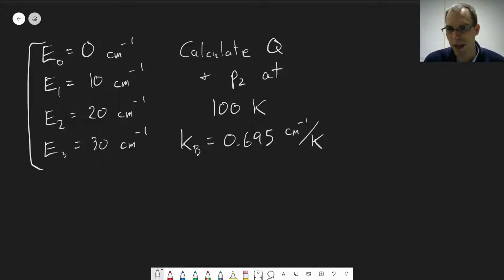So yeah, I like to use units of wave numbers because that's what I use in my research. You can do this all in joules as well. It's just you'll have 10 to the negative something large to be able to do it.